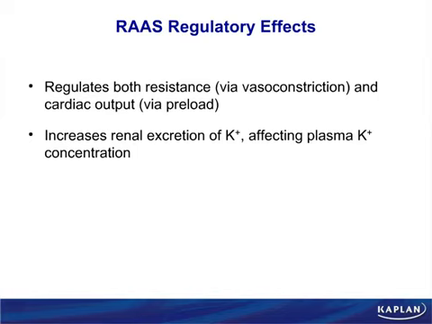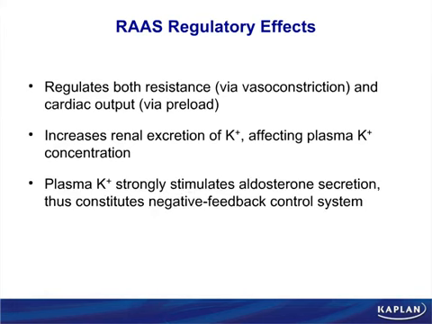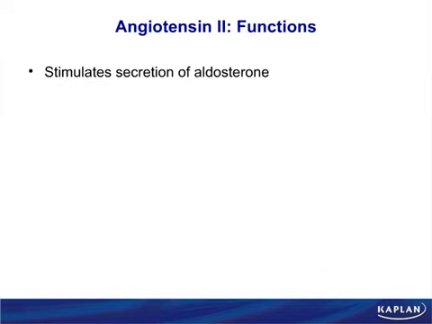So potassium is a strong stimulator of aldosterone. Therefore, the potassium will increase aldosterone, and aldosterone excretes potassium with the principal cell.